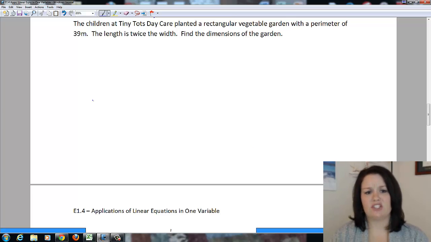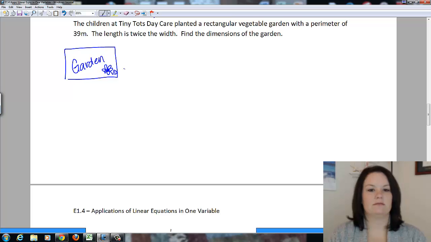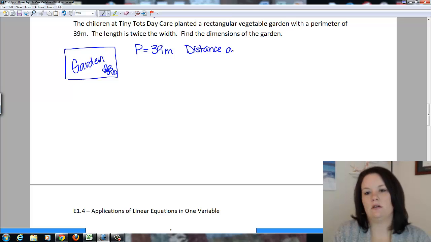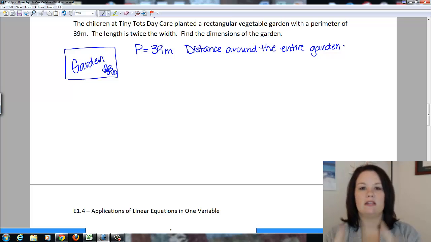So I'm going to go ahead and just draw a picture. We'll call this my garden. Here's my garden, and we're talking about perimeter. Remember, perimeter is equal to the total distance all the way around, which we know is 39 meters. So I'm going to put distance around the entire garden. And the way that we get the distance around the entire garden is we add all the sides together.